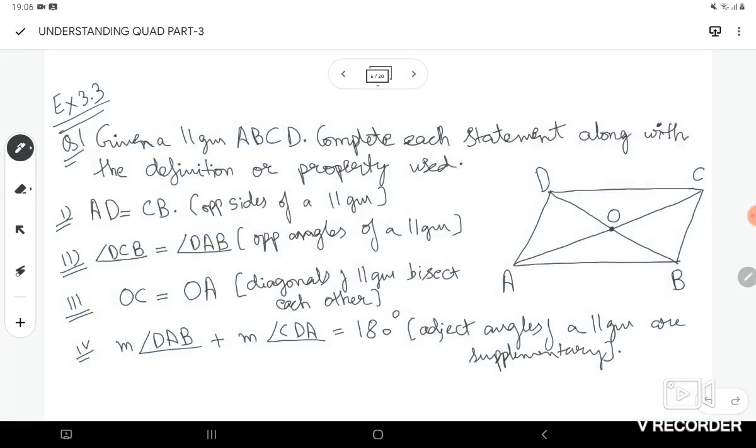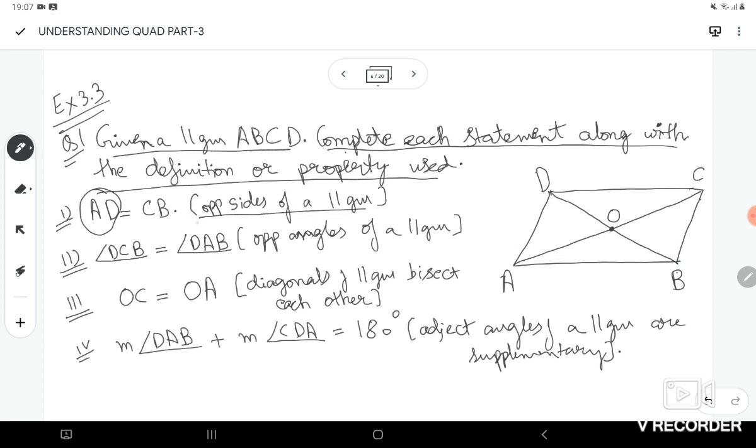Now moving on to exercise 3.3. It says, given a parallelogram ABCD, complete each statement along with the definition or the property used. So ABCD is a parallelogram given. It's given AD would be equal to dash. So AD would be equal to CB, as opposite sides of a parallelogram are equal.